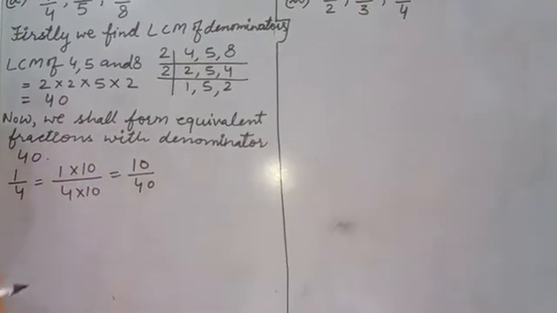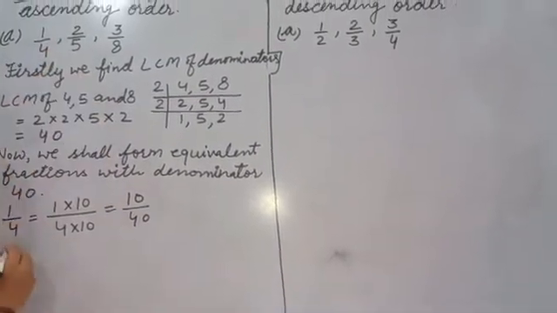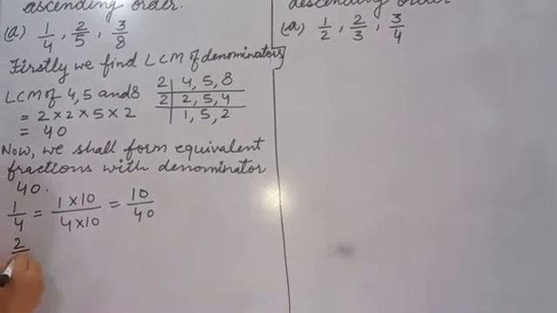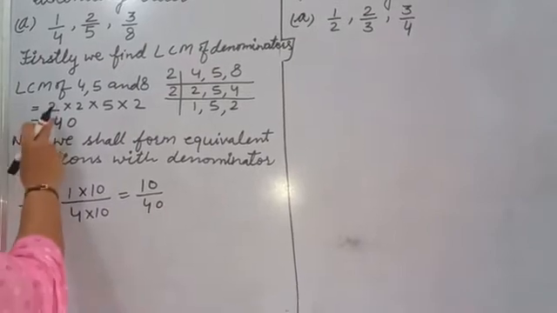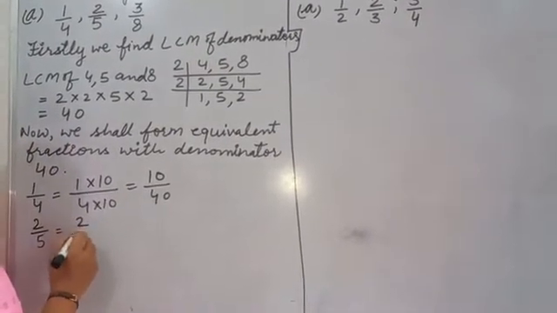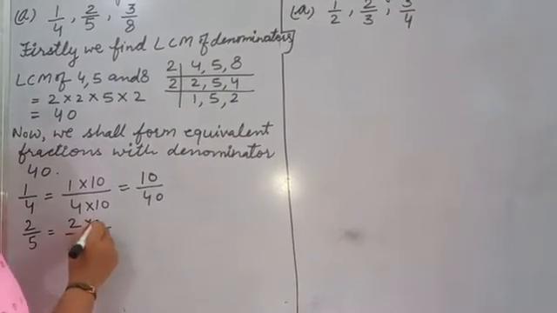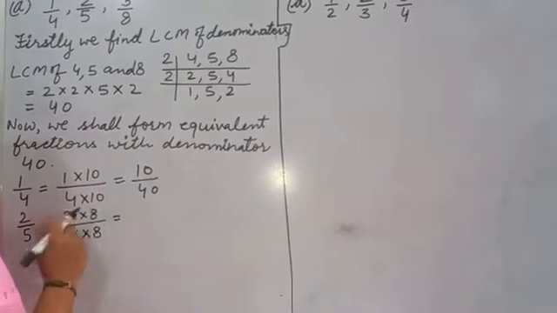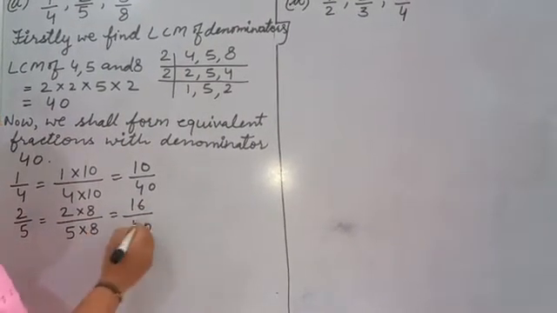Okay, now we take our second fraction. Second is what? 2 upon 5. Now again in 5 table where is 40? 5 8s are 40. That means we should multiply both by 8, 5 also and 2 also. Numerator and denominator both multiply by 8. 8 2s are 16 and 5 8s are 40.